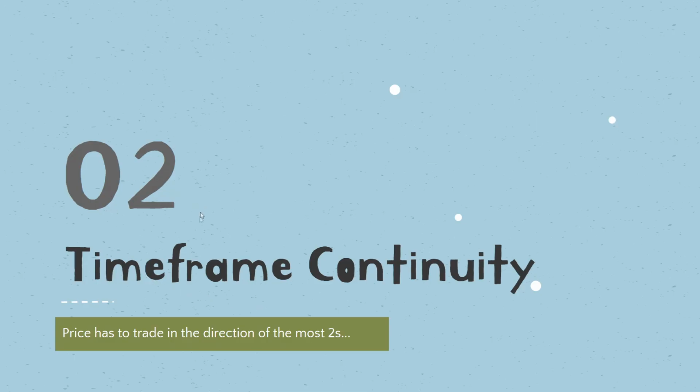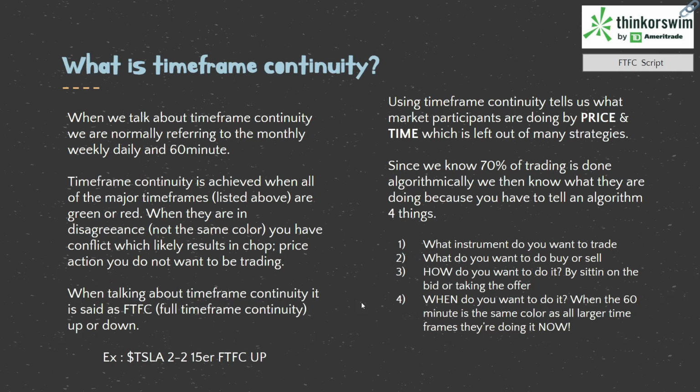So we're going to get on to time frame continuity now. Price has to trade in the direction of the most twos and twos going 3. So what is time frame continuity? When we talk about time frame continuity, we're normally referring to the monthly chart, the weekly chart, the daily chart, and the 60-minute chart. So all time frame continuity.